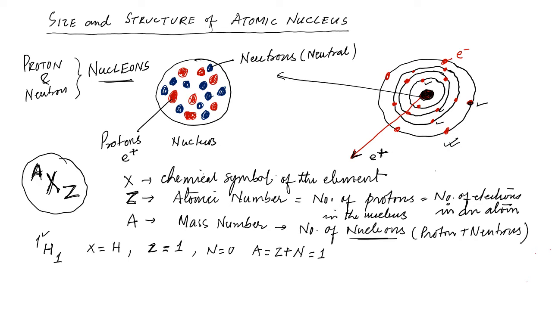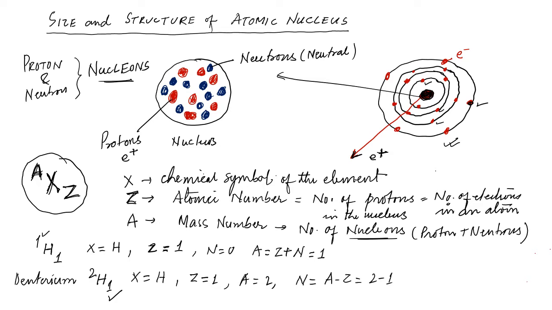So A is basically the number of protons plus the number of neutrons. So this is 1. But if you say deuterium atom, this is 2H1. Here X is H, and Z, the number of protons, is 1, and A is 2. So what is the number of neutrons? The number of neutrons is A minus Z. So this is 2 minus 1, which is 1.